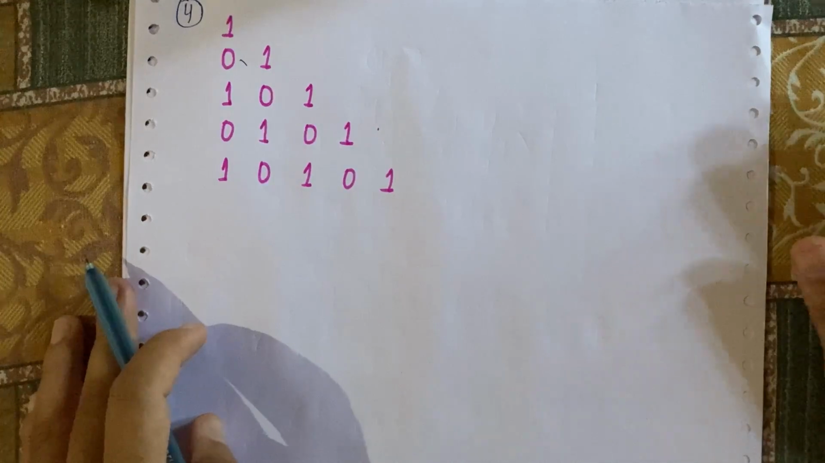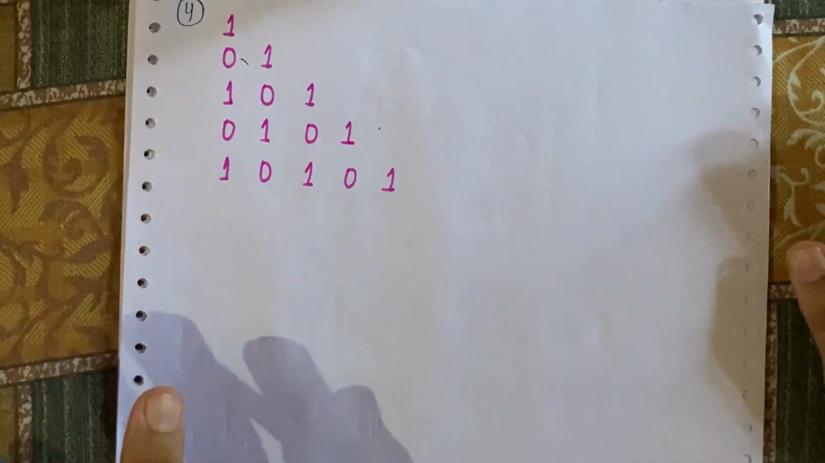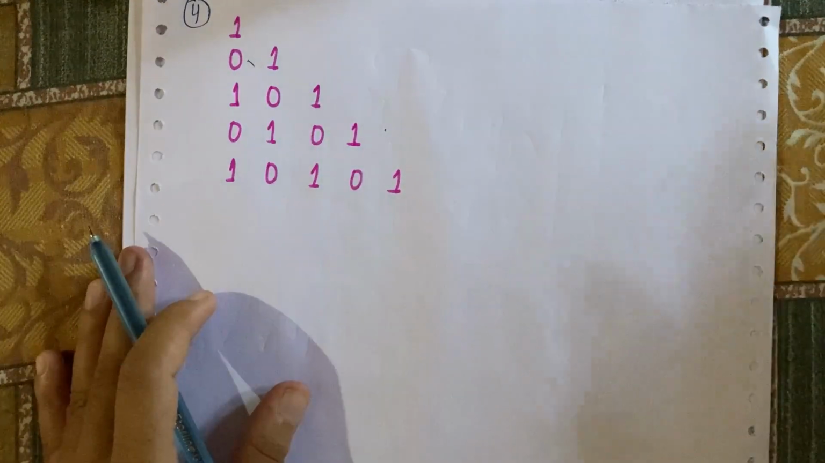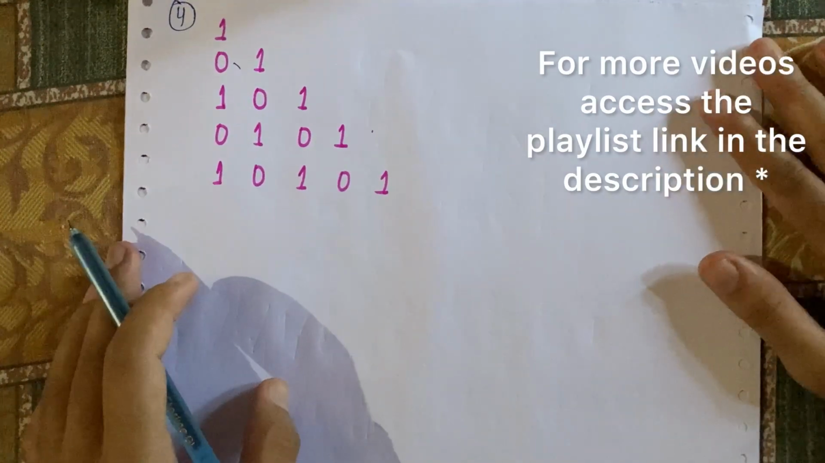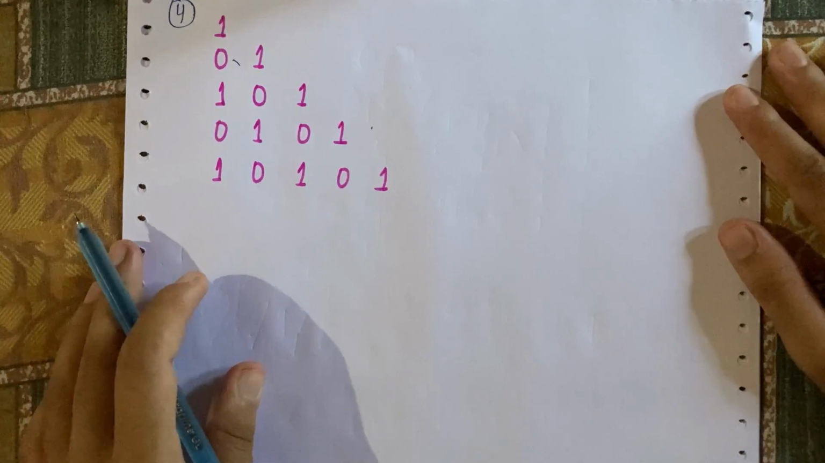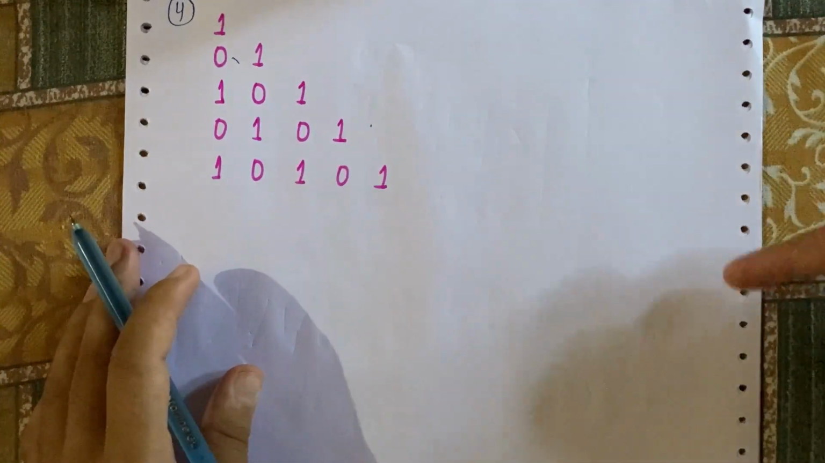So what logic are we going to apply in this code? This pattern is a little different, very different from the patterns that we discussed in the previous videos. If you haven't watched them, you can go ahead and watch that video. The link will be in the description.